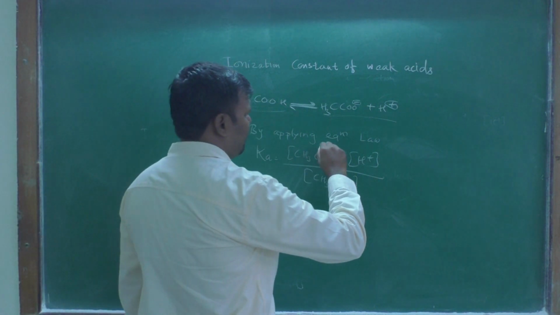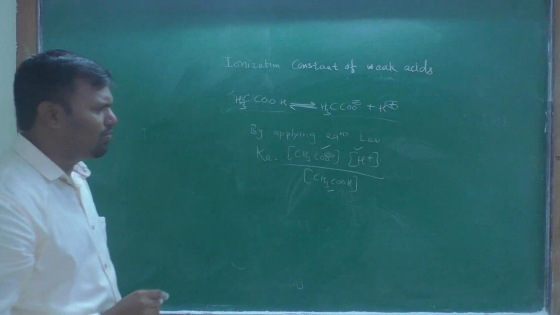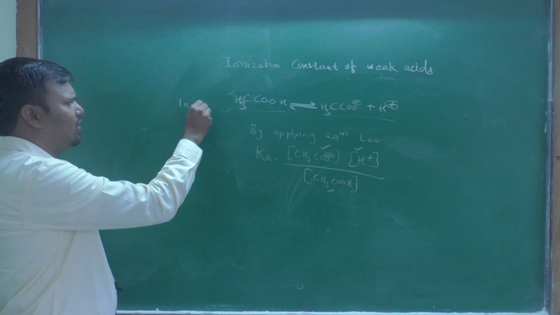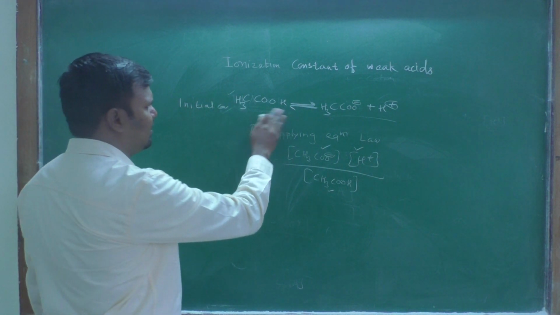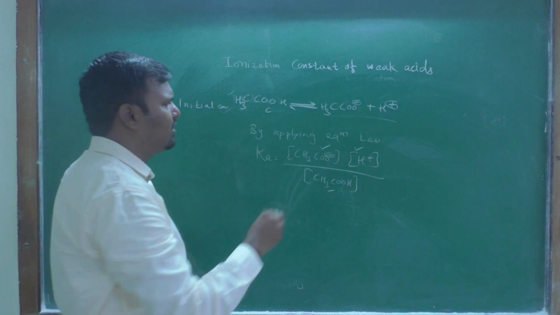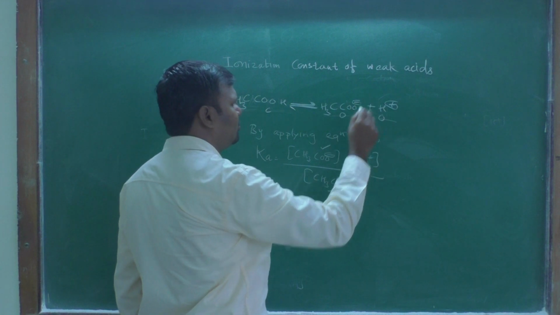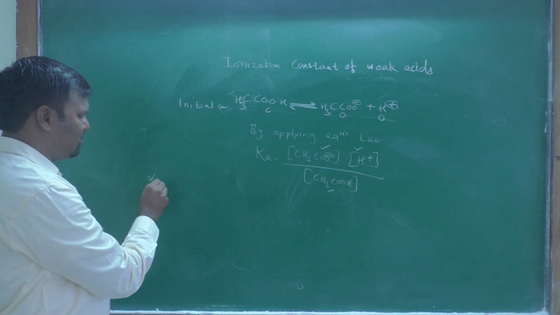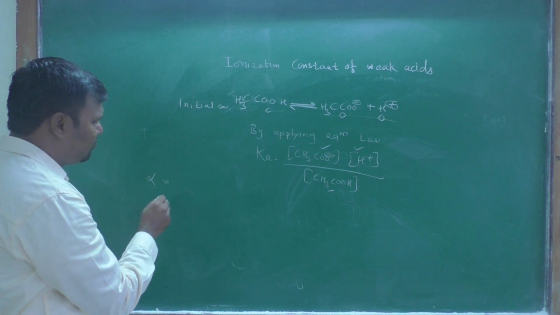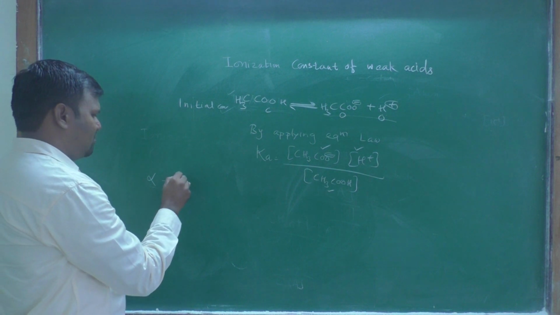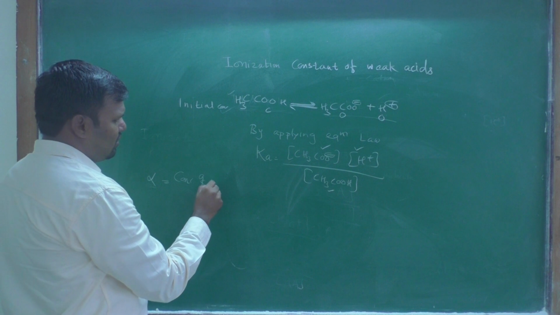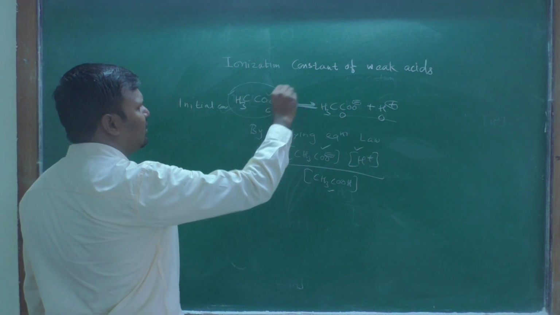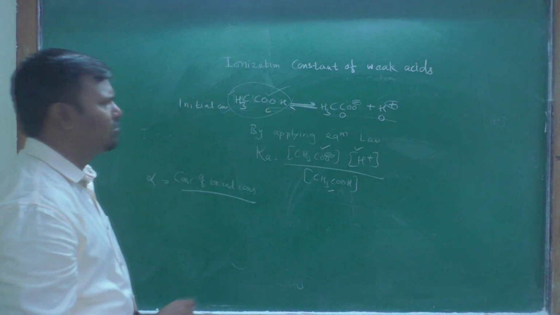Now we have to find the concentration of CH3COO- and H+ ions. The initial concentration of acetic acid, if you consider it C, and at the beginning no dissociation, so the ion concentration is 0. In the previous lecture there is a formula: the ionization or dissociation constant is equal to the concentration of ionized ions upon the concentration of the electrolyte or acid.